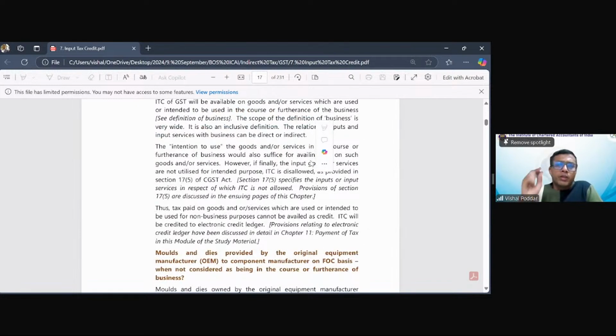Now here the important words are used or intended to be used. That intention to use is also relevant. What is the difference between use and intention to use? It may happen that something I have bought, I am not going to use immediately in my business. It will be used after 6 months, after a year, but I have the intention of using it in business. I have no other intention. Example, I have bought a spare machine, or we call it the standby machine. What is a spare or a standby machine? It will not be used normally, but it will be used if my main machine breaks down.